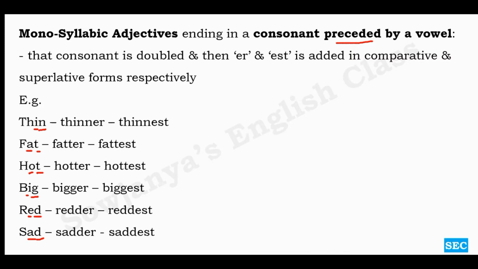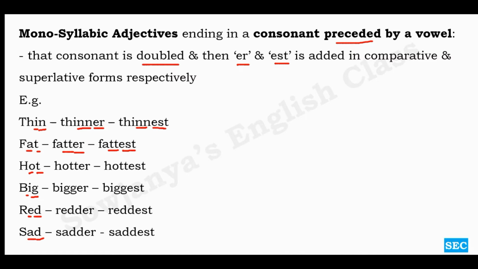So if monosyllabic adjectives end in a consonant preceded by a vowel, what happens to them? That consonant is doubled and then ER and EST is added in comparative and superlative forms. Like how? Thin, this N is doubled, see, and then ER is added; doubled, and then EST is added. Thin, thinner, thinnest. Here also the same case, doubled consonant and then ER, doubled consonant and then EST.